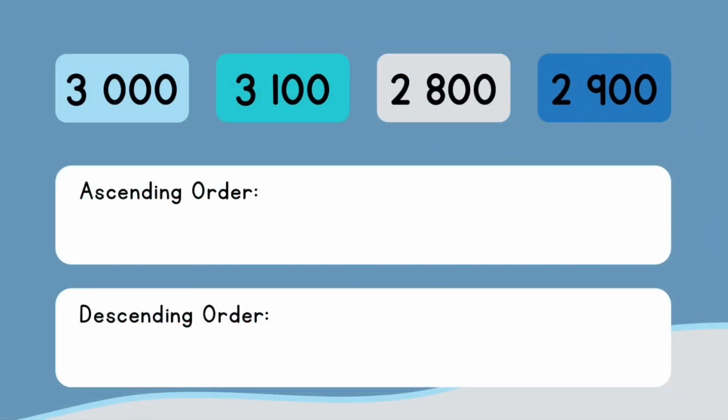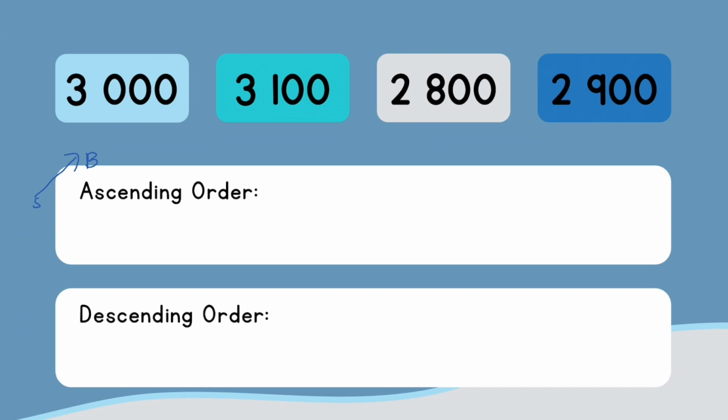Now, let's look at the example together. Here, we have four number cards: the first number is 3000, the second number is 3100, followed by 2800 and 2900. Based on these four number cards, we need to arrange them according to ascending order or descending order. We'll go to ascending order first. As I told you earlier, to arrange numbers in ascending order, we need to arrange them from small to big. That means the numbers will go up.